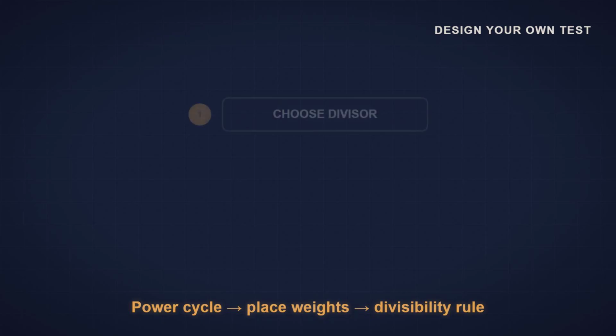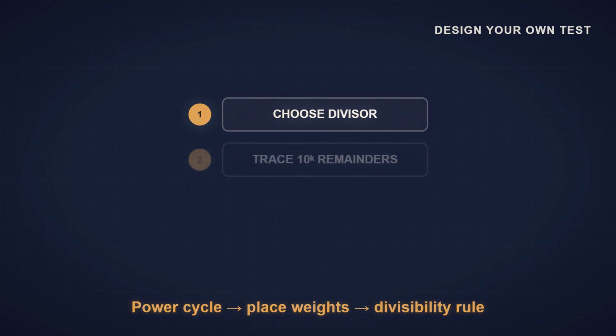Choose a divisor, calculate the remainders of successive place values, and look for a short pattern. Constant ones produce a digit sum. Alternating signs produce an alternating sum. A longer repeating cycle produces repeating weights or digit blocks.